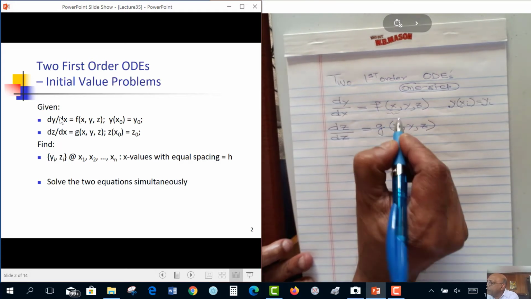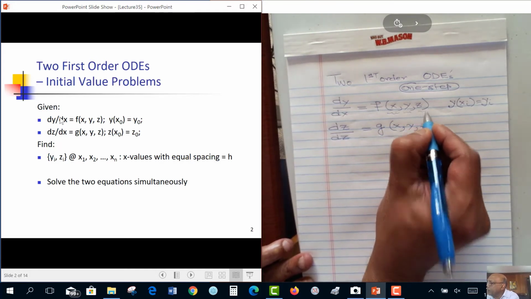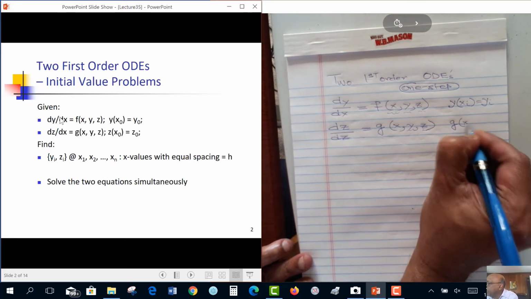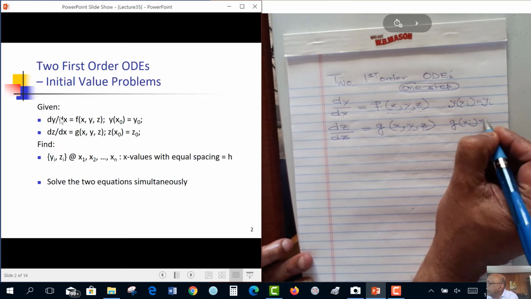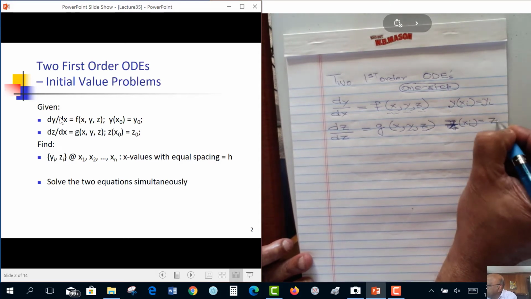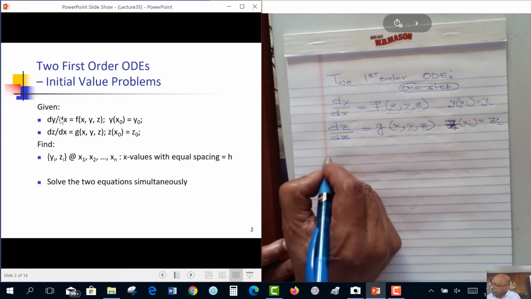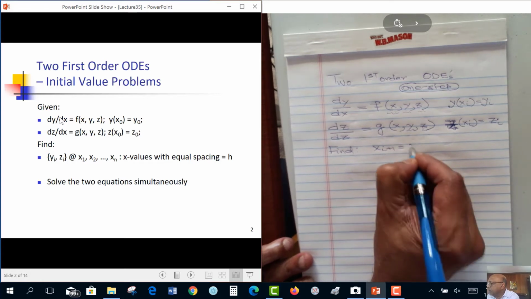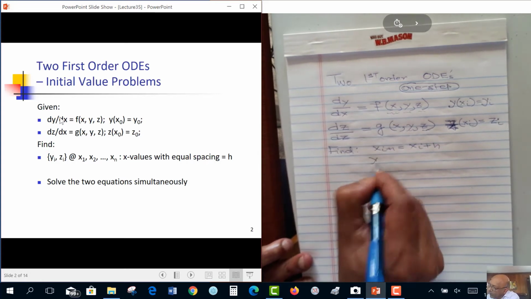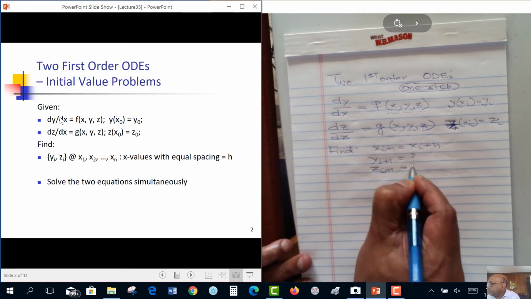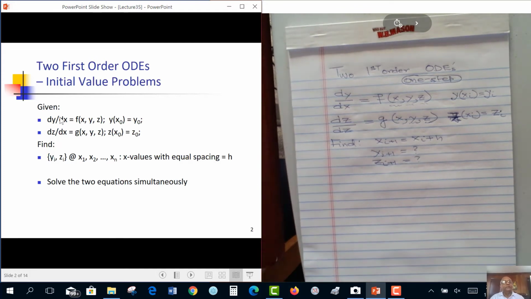So we have one independent variable and two dependent variables. Since we have two unknowns, we need to have two equations. And z at xi is zi. And what we want to find is, at xi plus 1, which is equispaced, what is yi plus 1 and what is zi plus 1.